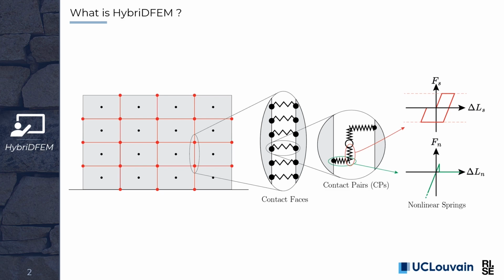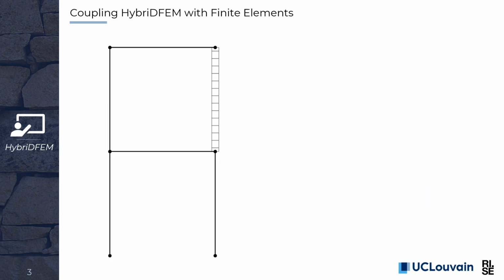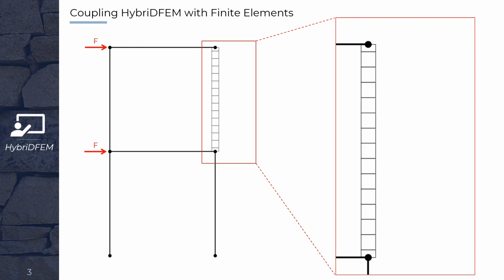One of the main strengths of the method is the possibility to couple it with finite elements in a single numerical mockup. In this example, pushover analysis is performed on a two-story building which includes a masonry wall at its upper story. The out-of-plane response of this wall can be complex to capture, as it involves rocking of blocks, cracks opening or closing, and complex boundary conditions.